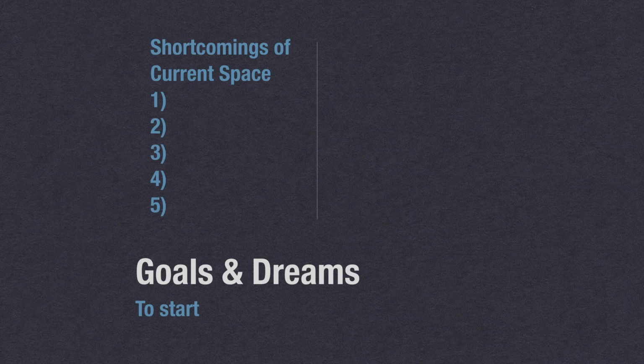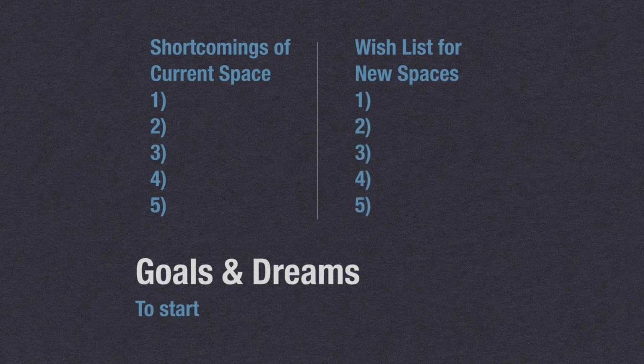Now, if this is a renovation project, I'll ask you for two lists. One is what are the shortcomings or annoyances of your current living situation. And then the second list is what are the goals for and wish list for the new spaces.